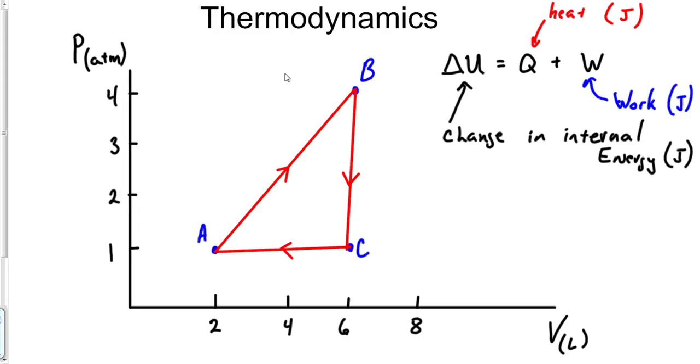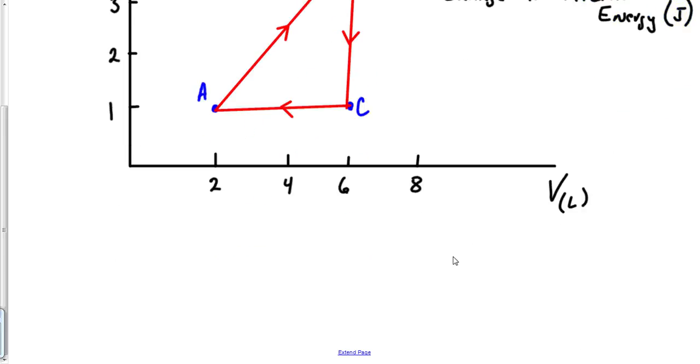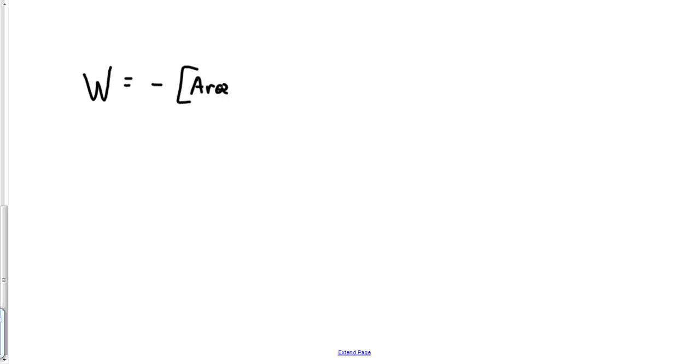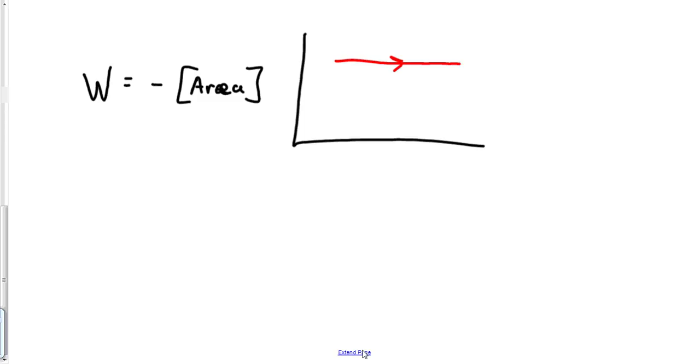Now, most of the time as we're doing these problems, if they give us a graph, let's go through this a little bit. If you're working a problem and it's giving you a graph, then usually work is equal to negative the area under the curve. That's true so long as your graph moves from left to right like this. If you're ever trying to find the work and you see a line that's going the opposite direction, then your work would end up being positive.